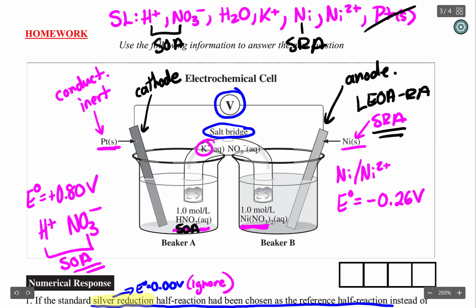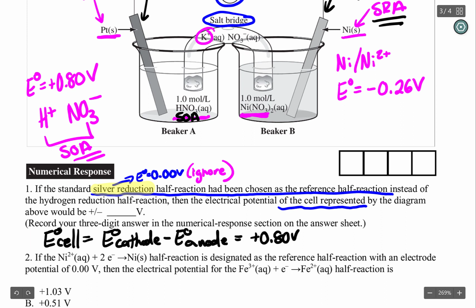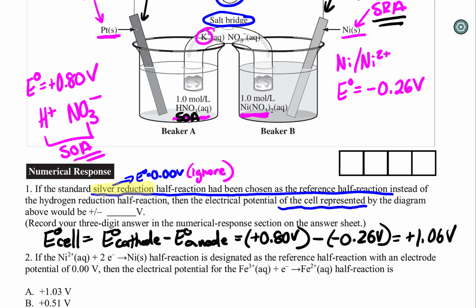So now I can calculate the electric potential the way we've been doing for quite some time. I'm simply going to say the electric potential of the cell is equal to the electric potential at the cathode minus the electric potential at the anode, which is a positive 0.80 volts for nitric acid minus a negative 0.26 volts for nickel, and it comes out to a positive 1.06 volts again. I didn't do this on purpose. These are real diploma questions. 1.06.